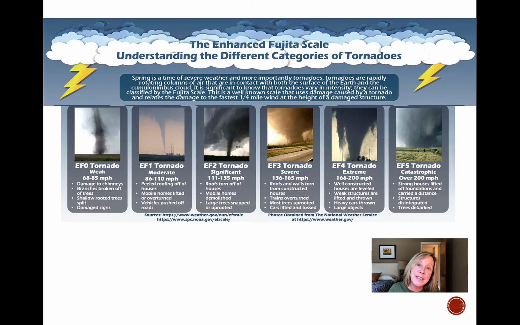So remember this graphic about tornadoes. Notice how in her summary, she defines the Fujita scale that uses damage caused by tornado and relates to the damage to the fastest quarter-mile wind at the height of the damaged structure.